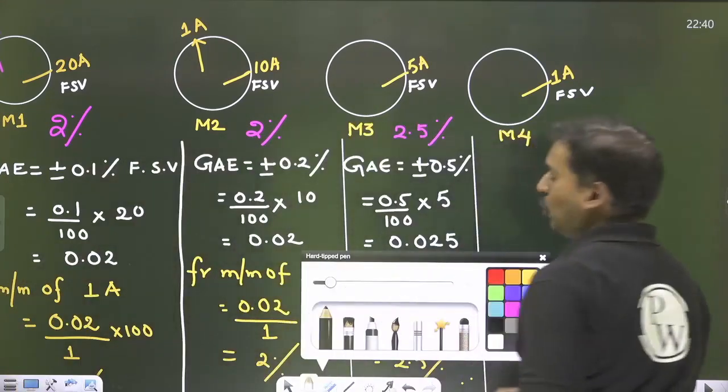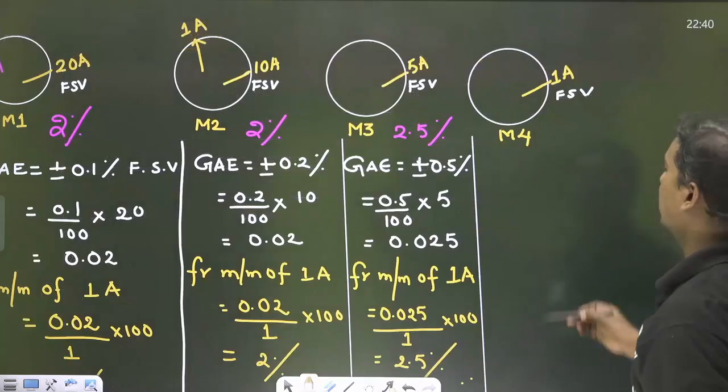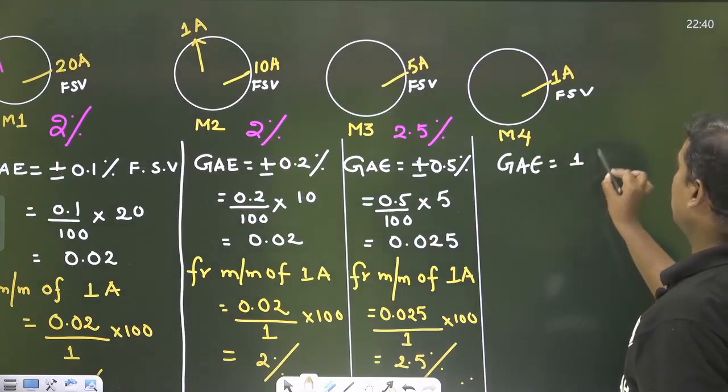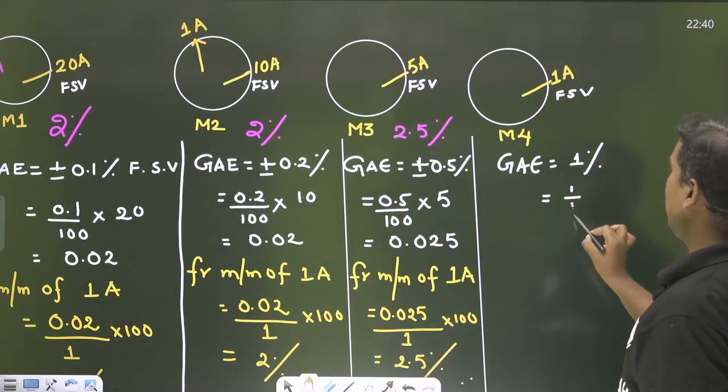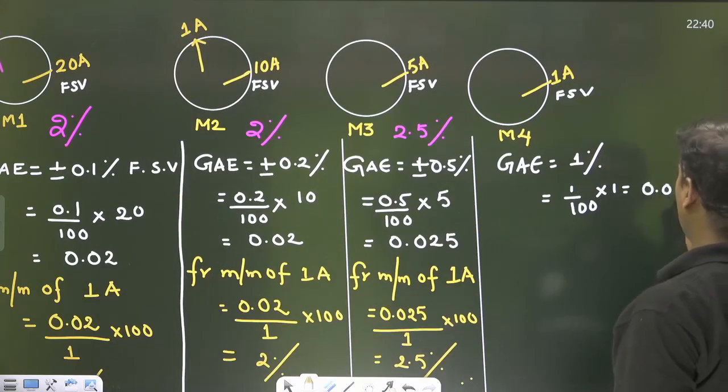So here, the fourth instrument. The fourth instrument has a guaranteed accuracy error of 1%. So this is 1 by 100 of the full scale value, that is 1. So that is 2.0. Okay.